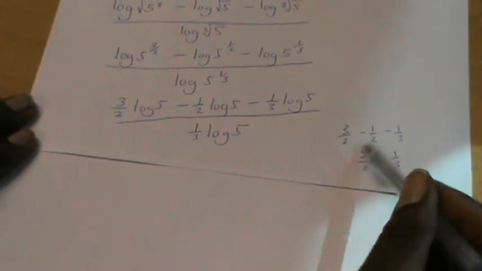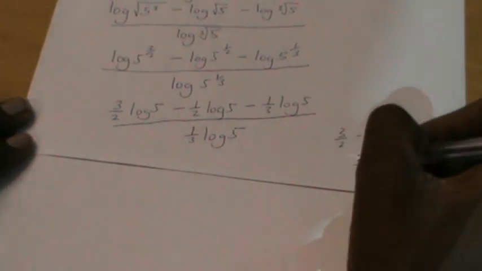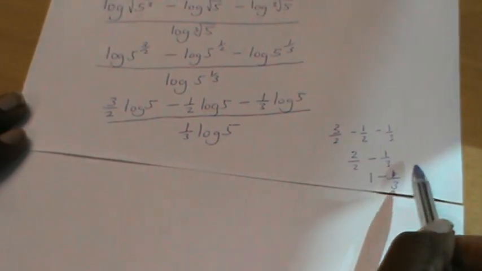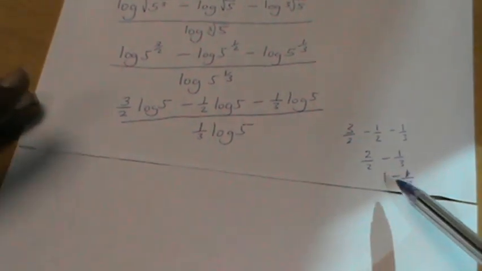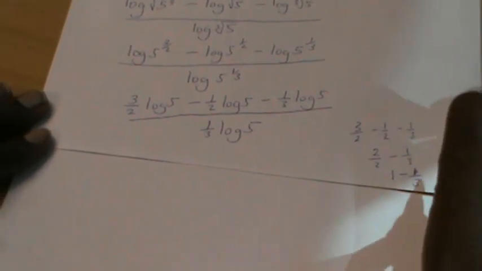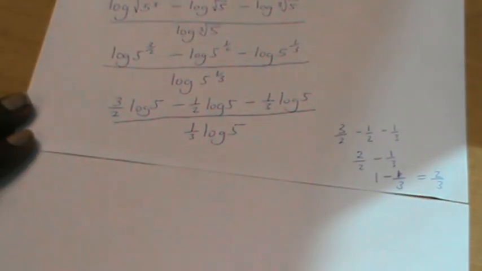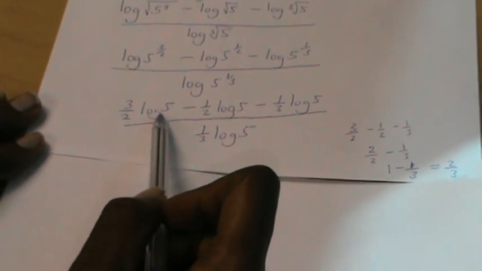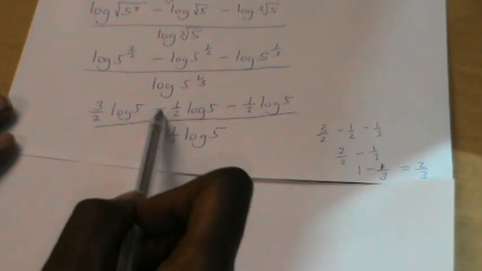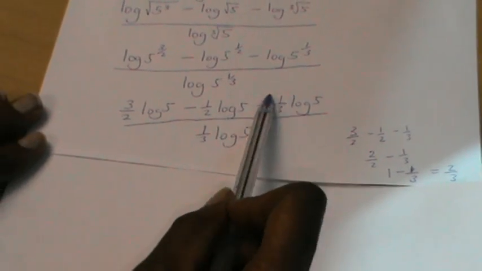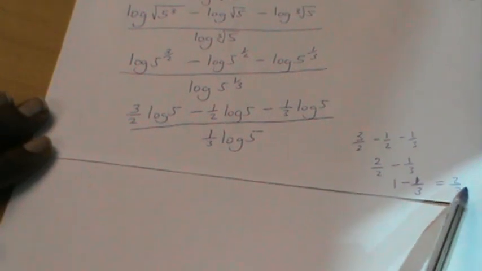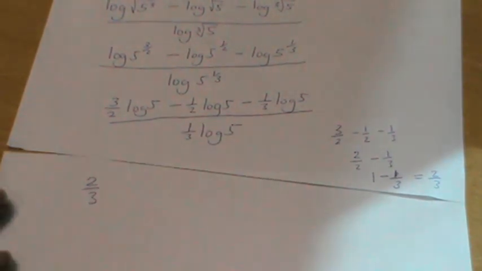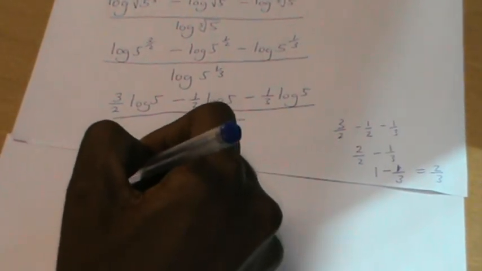Now 2 over 2 is 1. So I have 1 minus 1 over 3. And this one, I don't even need to change the bases because I know what the answer is. 1 minus a third is just 2/3 left. Okay, so I know my answer is 2/3. So why was I doing that? Remember I said I'm counting how many log 5s I have. If I started with 3 over 2 and then I subtract half of them and then I subtract a third of them, how many do I have left? I have 2/3 left. So in the numerator I will have 2/3 log 5s.